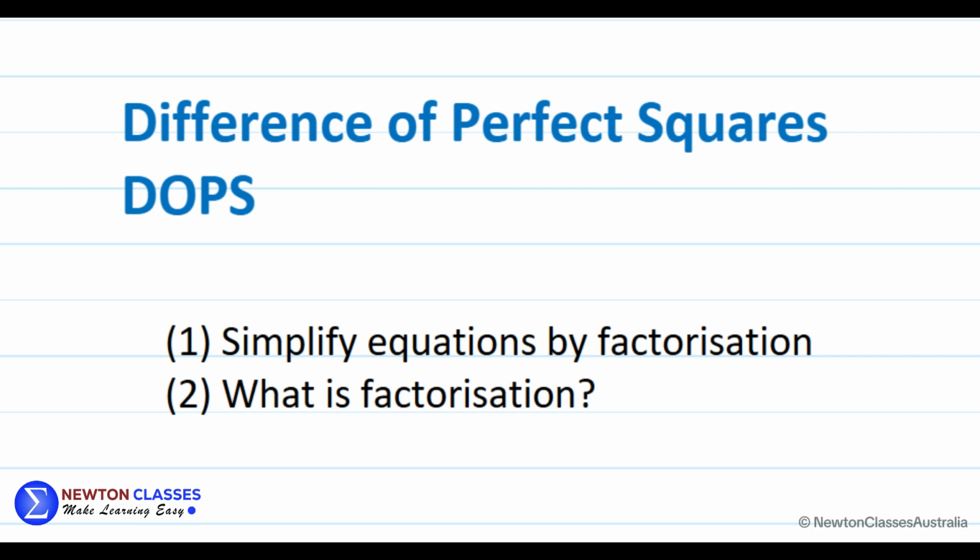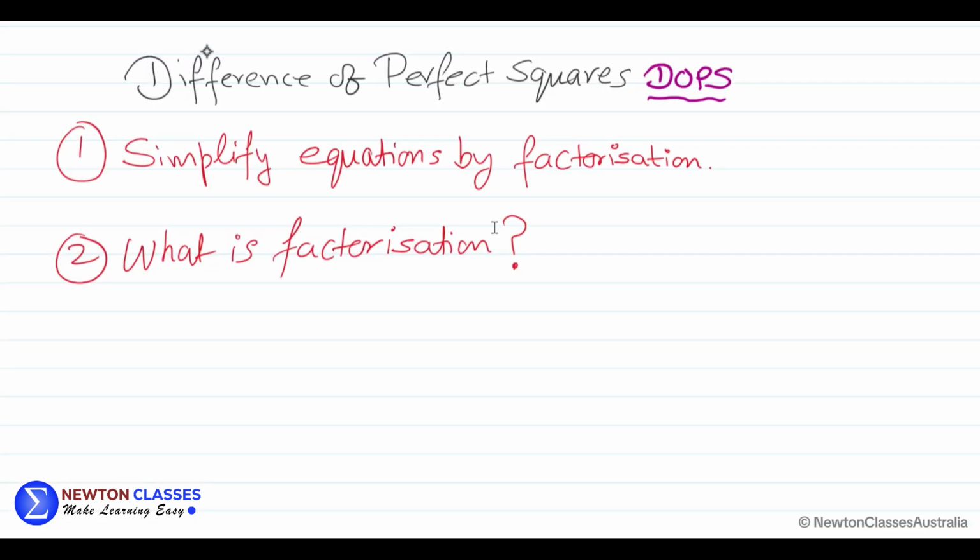If we see the name itself, it has two very important hints. One thing is the difference. Difference means we subtract. And the second thing is perfect squares. It means we should have two perfect squares to apply this formula. So this technique is used to simplify some equations which we need to factorize in terms of finding the correct answers. But what is factorization?